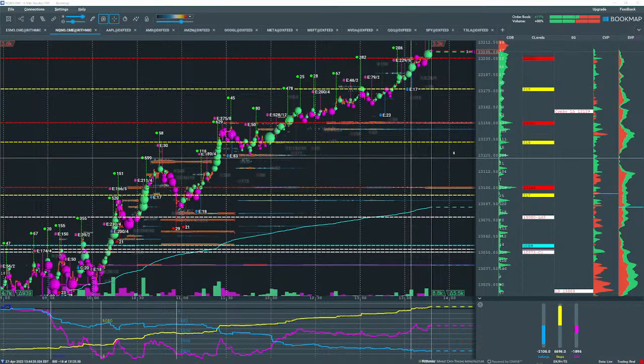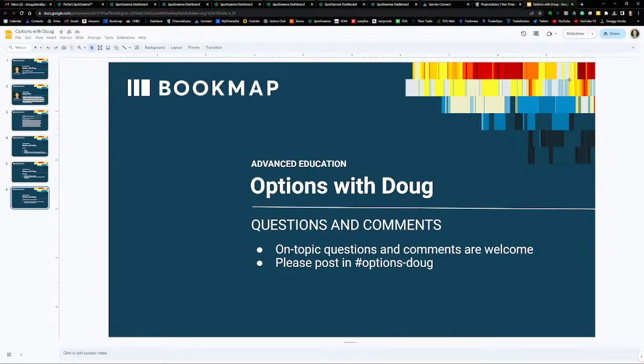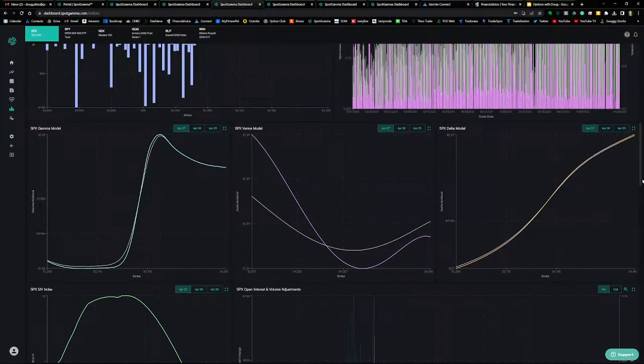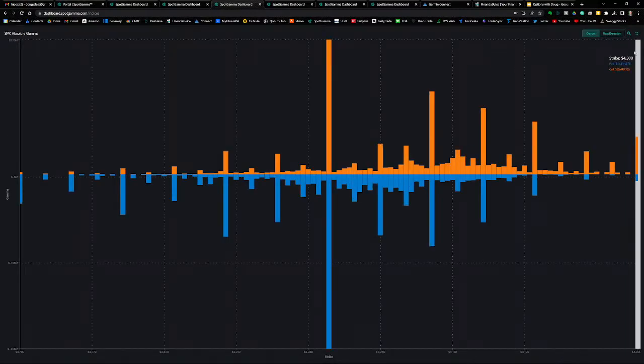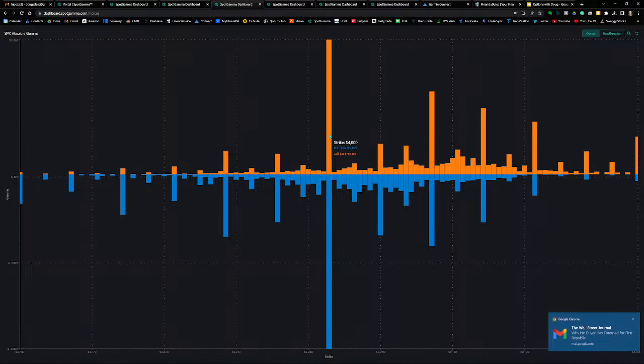All right, let's take a look at the gamma levels now, and we'll see where the levels come from. We'll start with SPX, look at the absolute gamma levels. And this is the 4,000 strike for SPX. And that is the key gamma strike, the strike with the largest absolute gamma. That's also the put wall, the strike with the largest net negative gamma. And that can be expected to act as support.